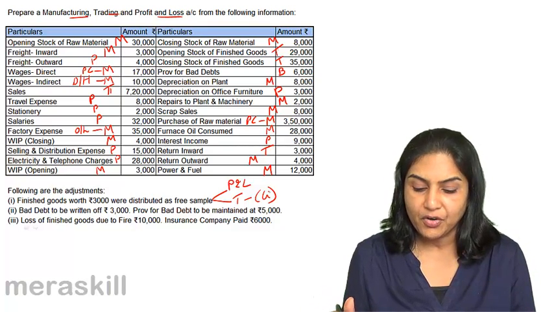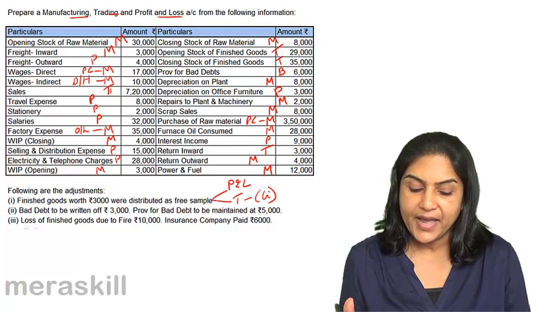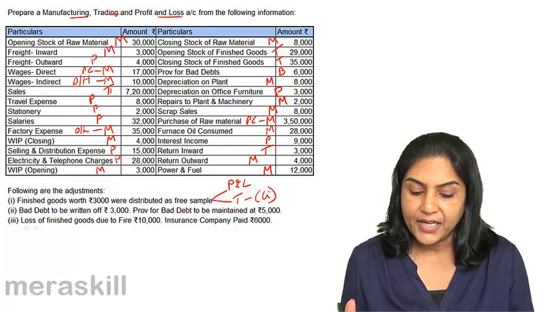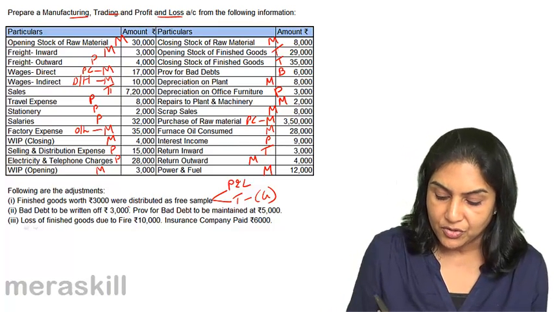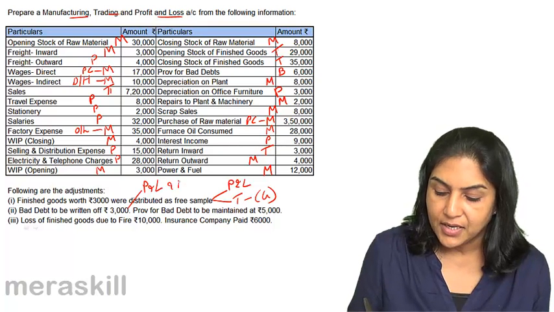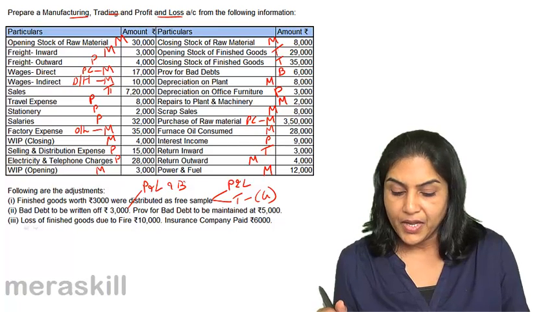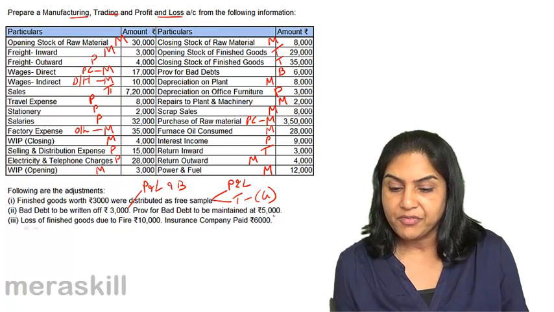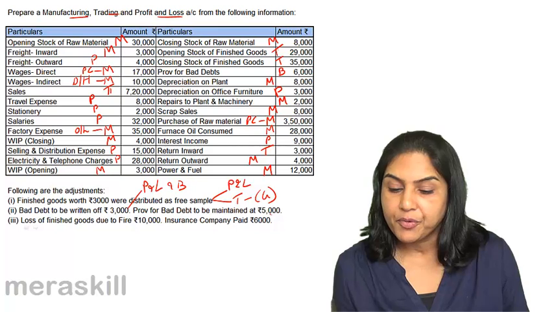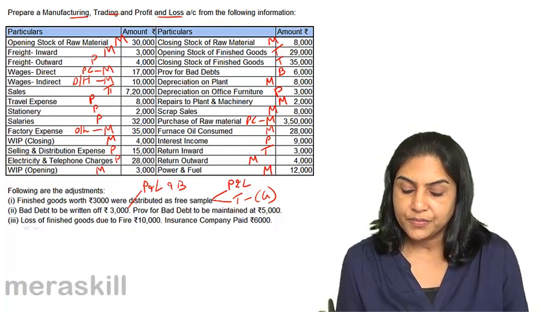Bad debt to be written off 3,000 and provision for bad debt to be maintained at 5,000. If bad debts to be written off is 3,000, this will go to profit and loss account and balance sheet because it will be deducted from the balance sheet. And provision to be maintained at 5,000. We already had a provision of 6,000. So the remaining 1,000.